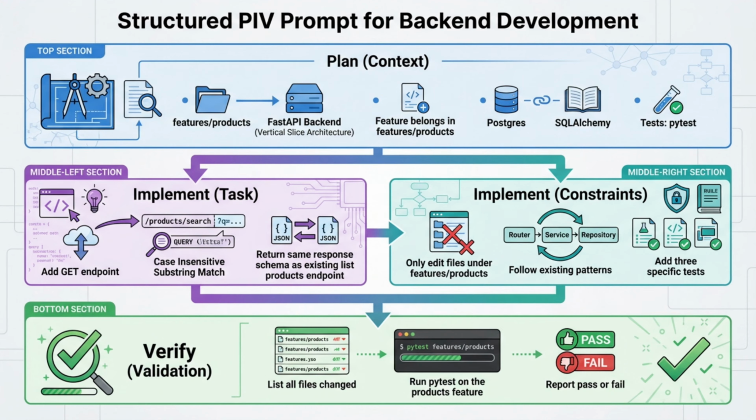Third, constraints. Only edit files under features/products. Follow existing patterns for router, service, and repository. Add 3 specific tests. Fourth, validation. List all files changed. Run PyTest on the products feature.